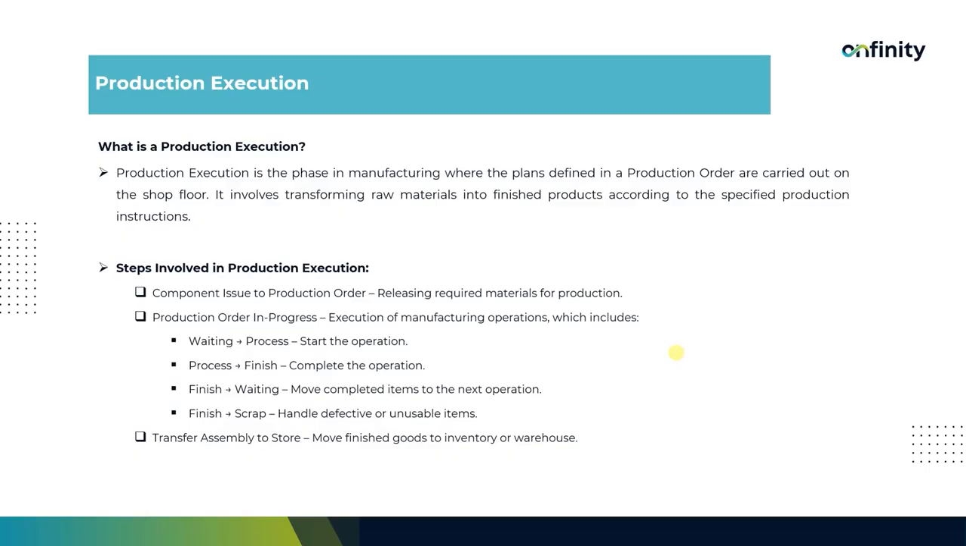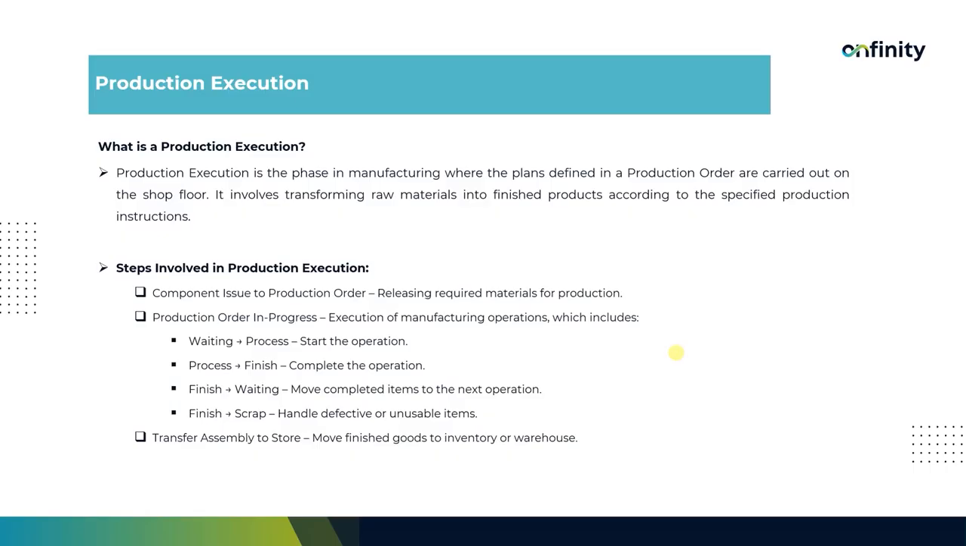Now understand the steps involved in production execution. The first step is issuing components to the production order, which means releasing required materials for production. The second step is production in progress, where manufacturing operations are executed. This includes moving from waiting to process, processing to finish, completing operations, moving finished items to the next operation, and handling scrap if required. Once all operations are completed, the final step is transferring the finished assembly to the store, which means moving finished goods to inventory or warehouse.